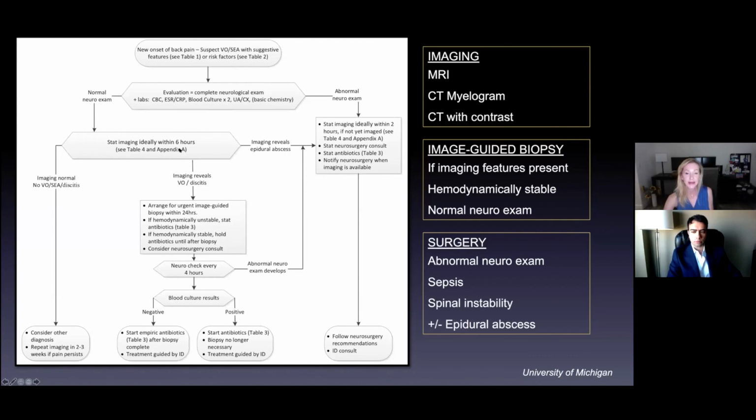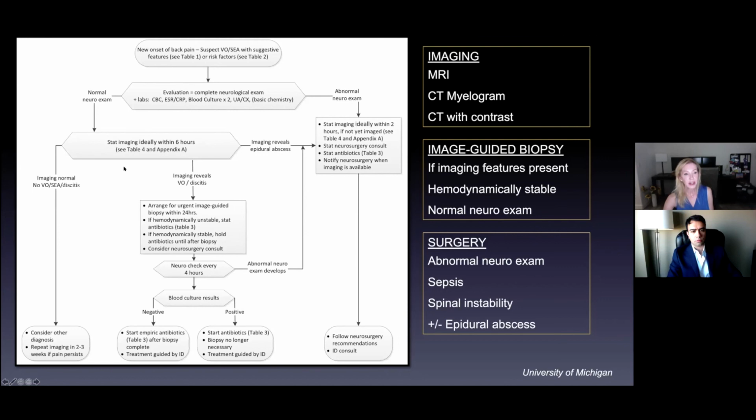You want to get imaging. The first thing you probably want to get is an MRI if you can. That's not always the case; you can't get an MRI all the time. Don't get X-rays. X-rays are not going to show you anything. So at least get a CT if you can't get an MRI. If you can get it within a few hours, perfect. Like I told you, getting antibiotics on board immediately is very important for these patients, but don't give them until you know what the bug is if you can help it.